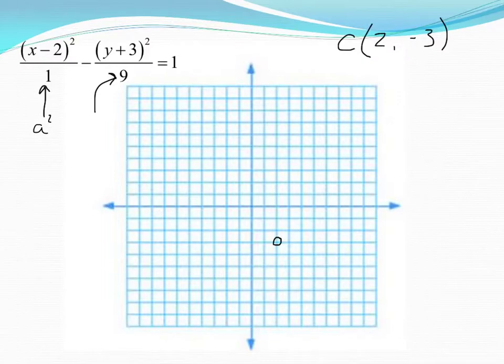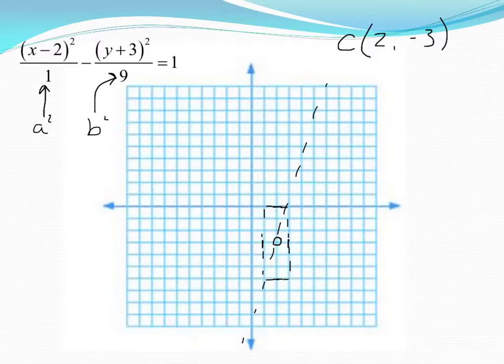A squared is 1, that means the x radius is 1 unit. B squared is 9, so that means the y radius is 3 units. Now if this was an ellipse, the ellipse would be contained within those boundaries, but this is a hyperbola, which must exist only outside of these boundaries. And remember that these also help us construct our asymptotes.